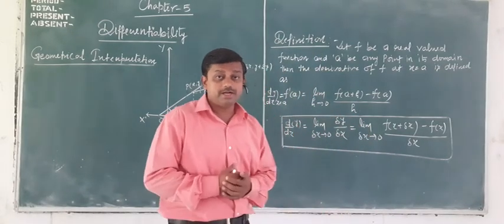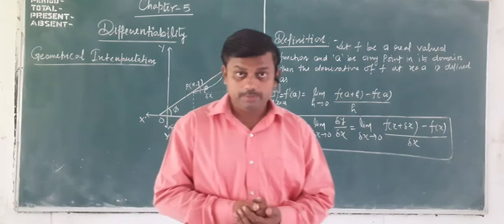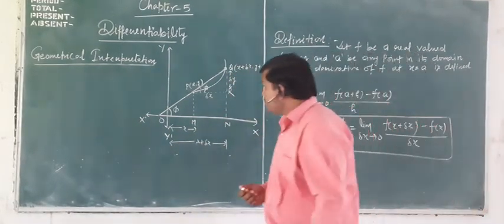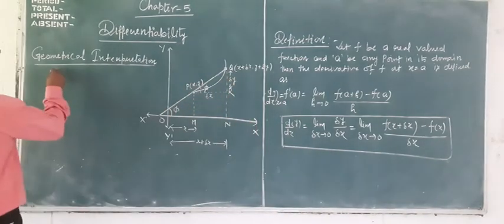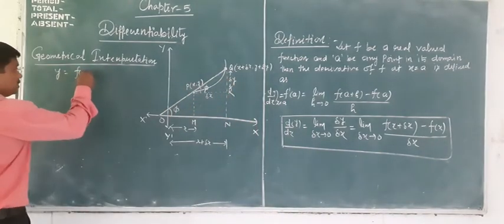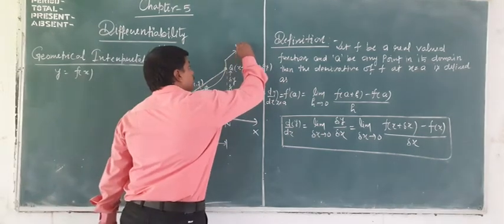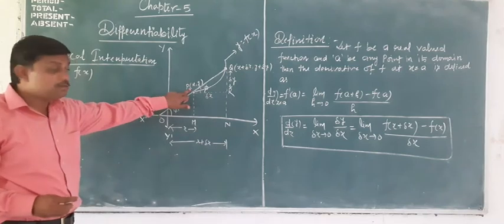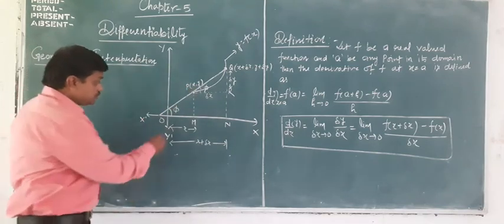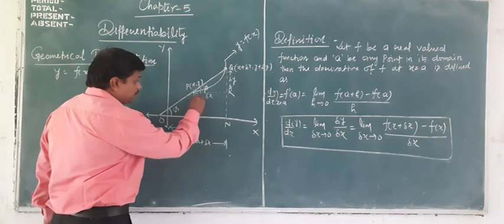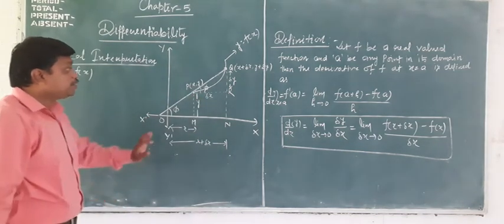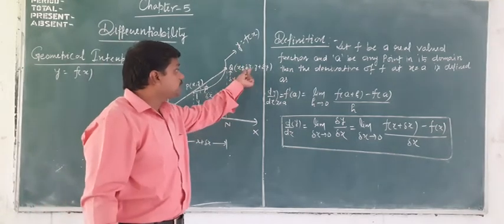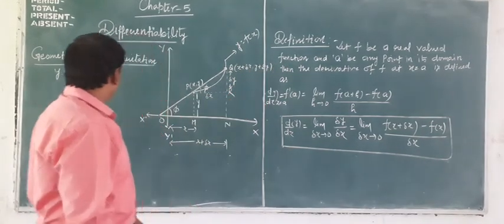Now the question arises: what is the meaning of the derivative? So I would like to discuss its geometrical interpretation. I am taking a function y equal to f(x). P is any point on the function whose coordinates are x and y, so this distance is x and this distance is y, and Q is any other point near P whose coordinates are x plus delta x and y plus delta y.